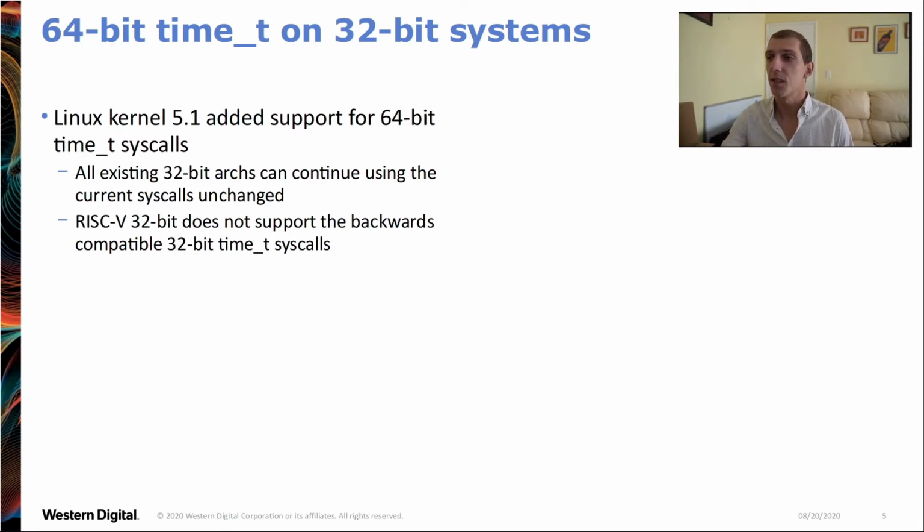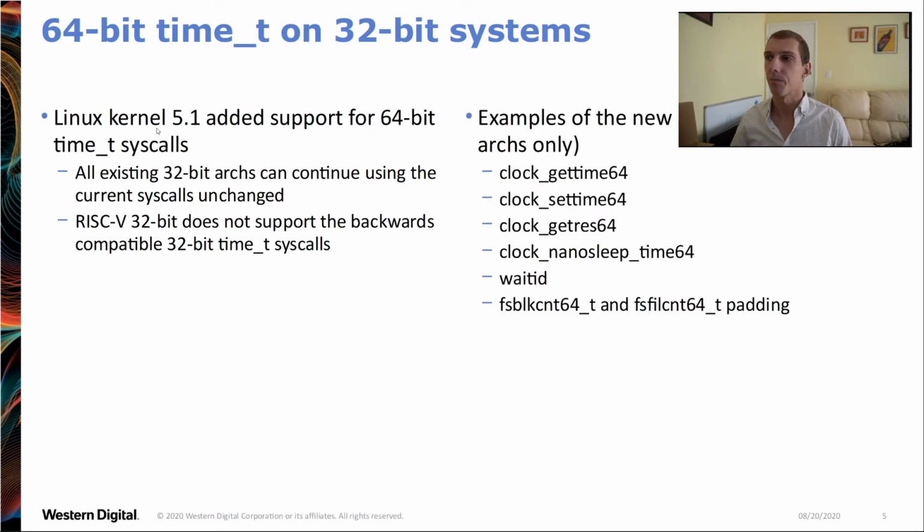And so these are just some examples of what the syscalls look like. As you can see, things like clock_gettime become clock_gettime64. clock_settime is the same, while clock_nanosleep became clock_nanosleep_time64. And waitid fully replaced the old waitpid syscall that has now been removed.